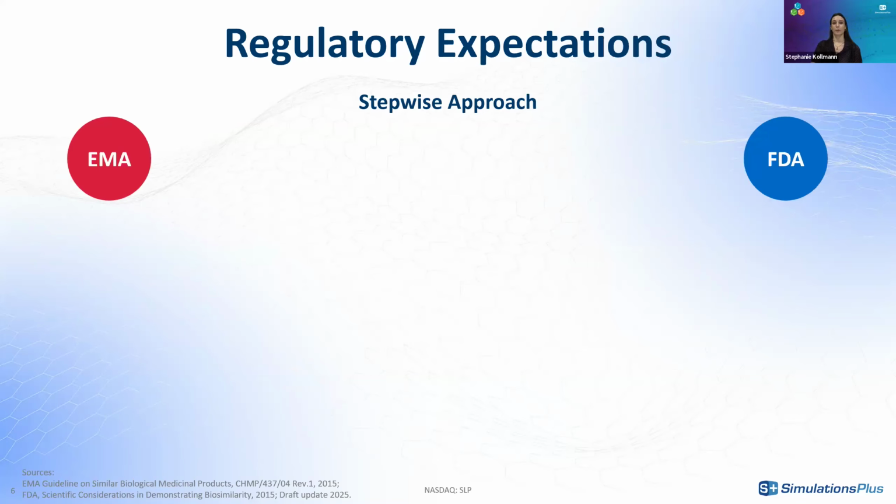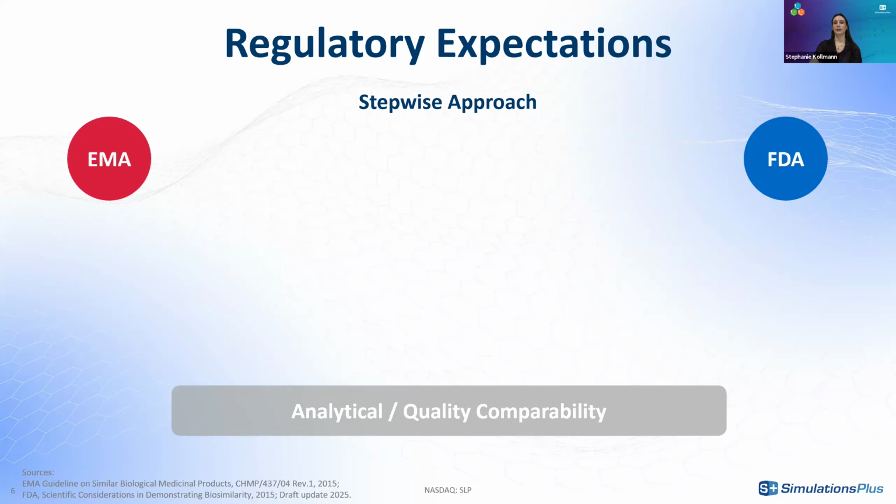The regulatory framework for biosimilar development follows a stepwise approach, meaning that evidence is generated progressively, each step addressing the uncertainties that remain from the previous step. So we always begin with analytical or quality comparability, where the molecular structure, physicochemical properties, and biological activity of the biosimilar are compared in detail to the reference. And this step forms the scientific foundation of biosimilarity.